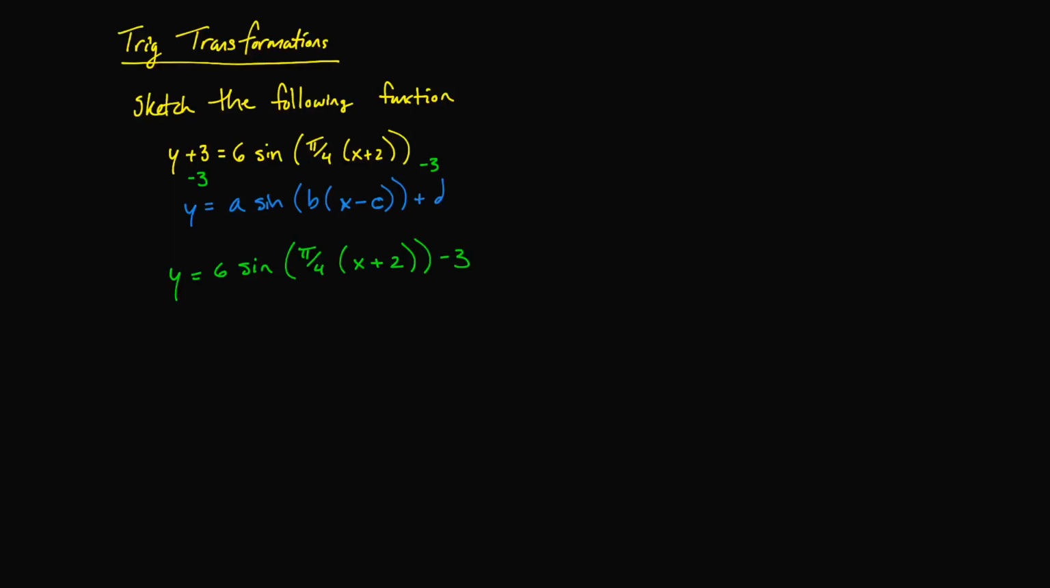So note what we already have here is we have our a, we have a b, we have a c, and we have a d here. In this case, we have an amplitude, we have a period, a phase shift, a horizontal shift, and we have a vertical shift. Remember, we have inside being the domain, and we have outside being the range.